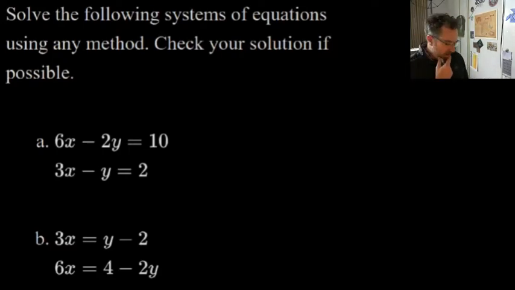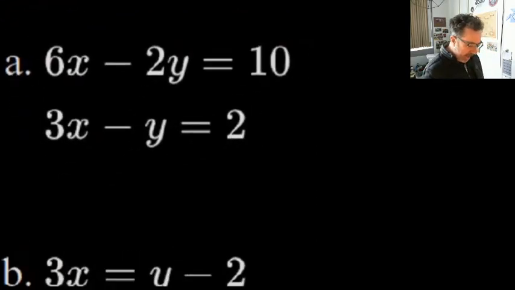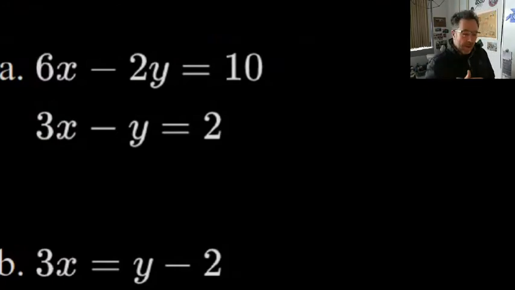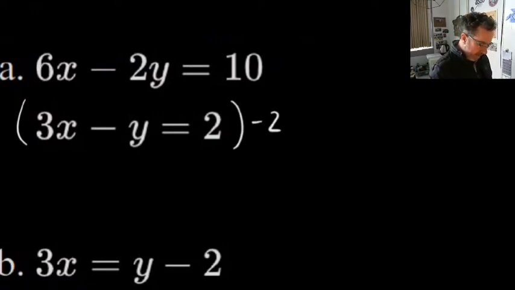Okay, question 45. Solve the following system of equations using any method. Check your solution if possible. All right, let's look at A. I say for A, I'm going to multiply the bottom equation by -2. Okay, that's what my plan is.